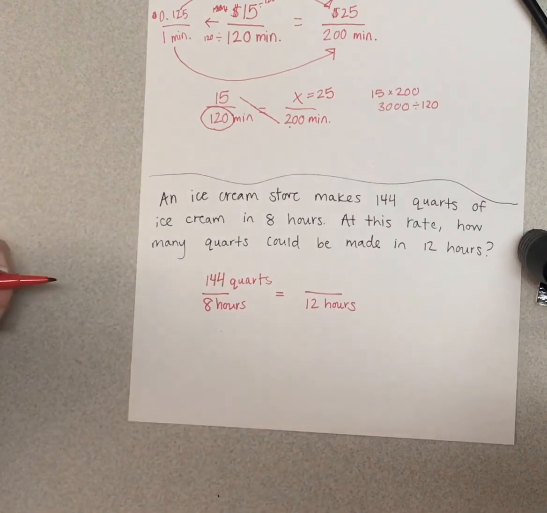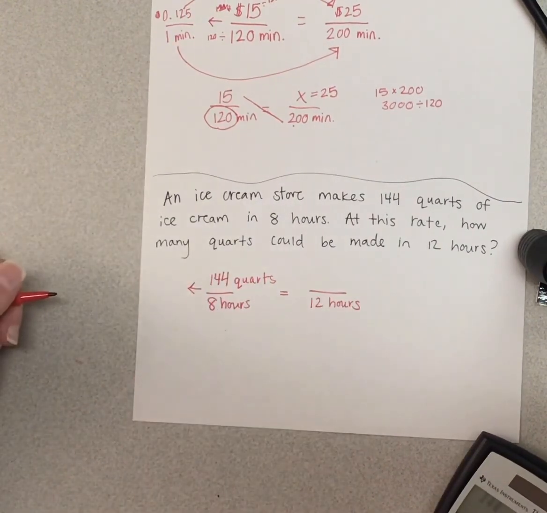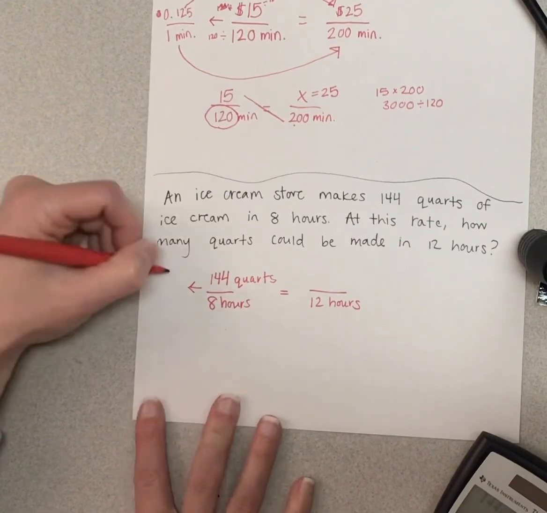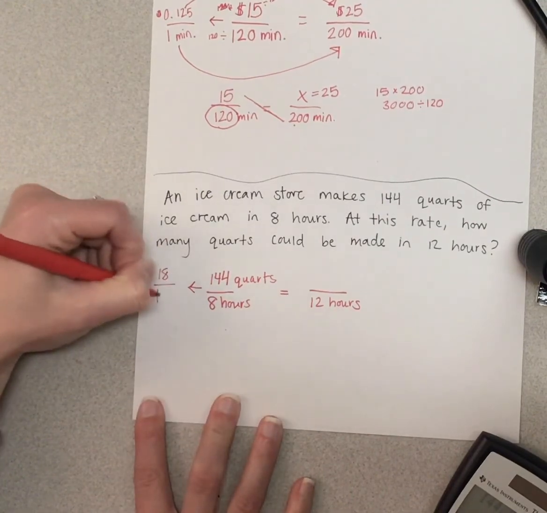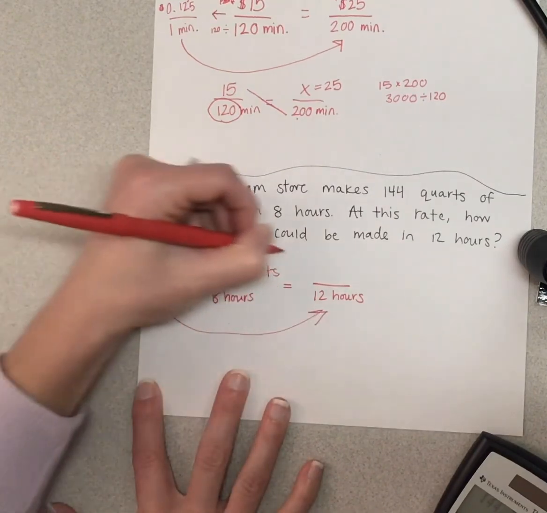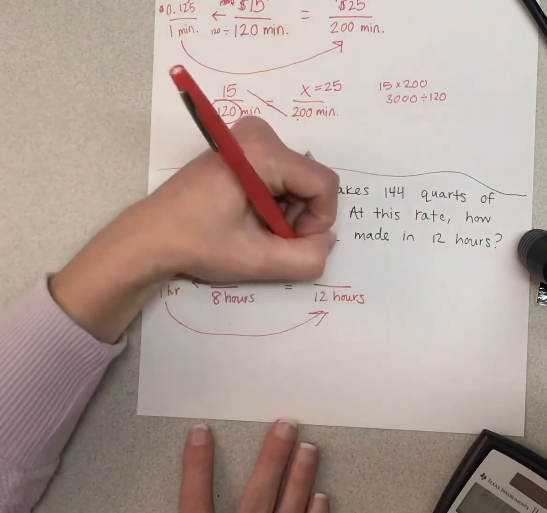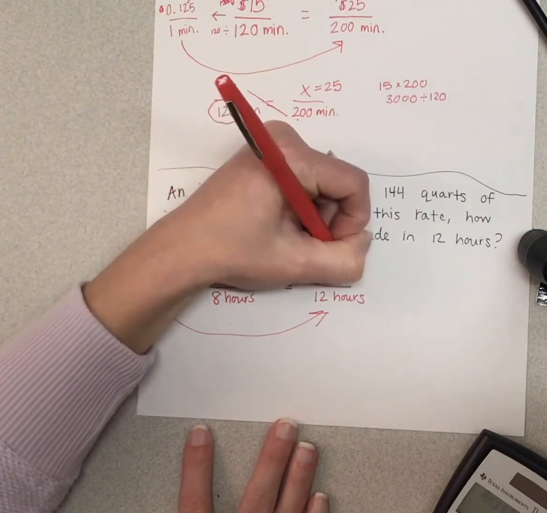Okay, I could find the unit rate. So I could figure out what was made in 1 hour by dividing both of these numbers by 8. I find out that there were 18 quarts made in 1 hour. And then I could take my 18 and my 1 and times them by 12 to get us up to 12 hours, which is 216 quarts.